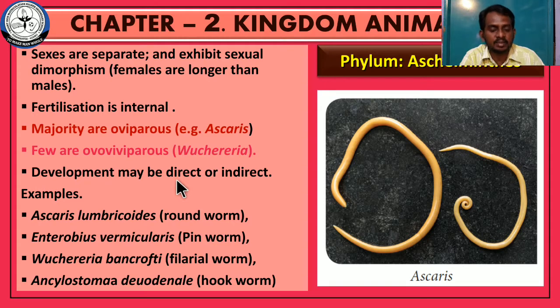a direct or indirect. Direct means directly they produce the young ones. Indirect means first they produce the larva, then followed by the larva develops into the adult. That type of development is called indirect development. Okay, these are some examples. The examples and other names are also important for match the following, you have to study at least 3. Ascaris lumbricoides, this is an animal, otherwise called roundworm, and Enterobius vermicularis, the other name is pinworm, and Wuchereria bancrofti, this is otherwise called filarial worm.